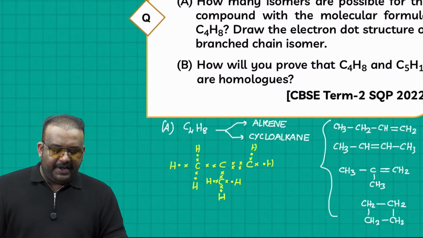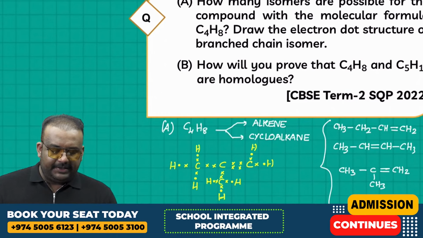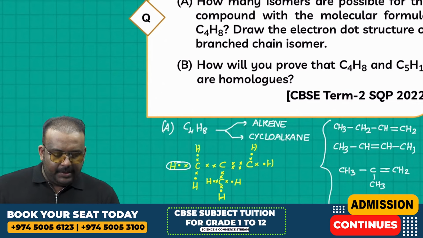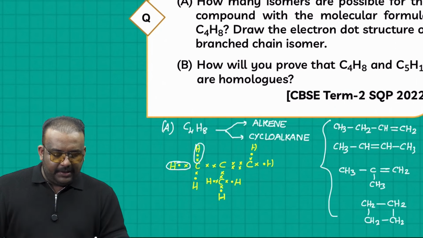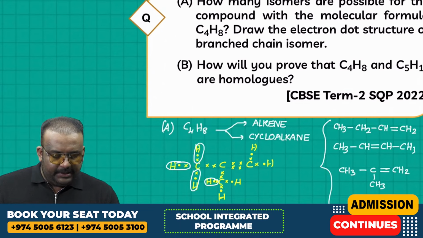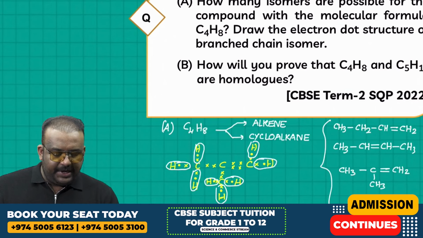Make sure that every atom has attained a doublet or an octet. For example, if you look at the hydrogen atoms, this hydrogen has 2 electrons, this hydrogen has 2 electrons, this hydrogen also has 2, this has 2, this has 2, this has 2. So all the hydrogen atoms are now stable.